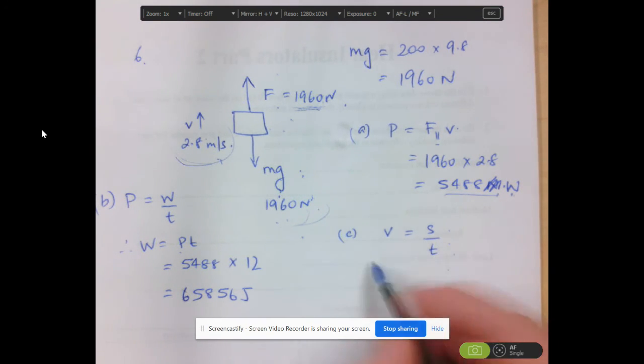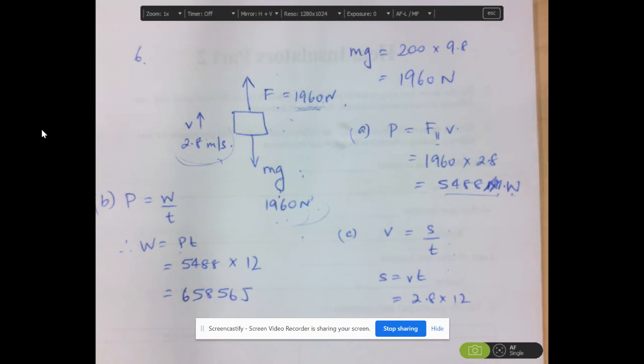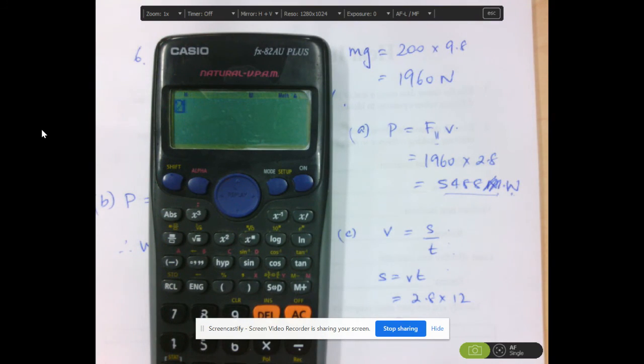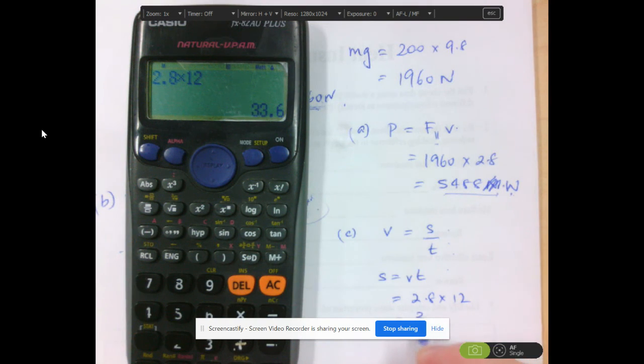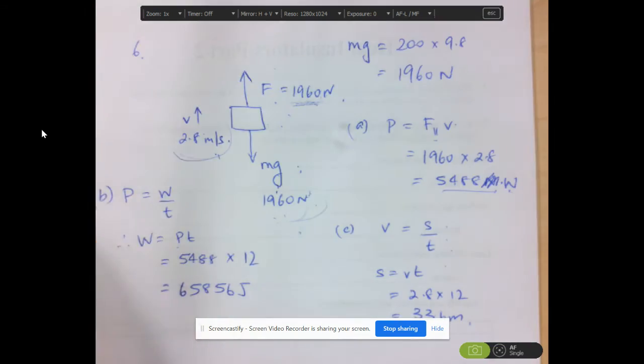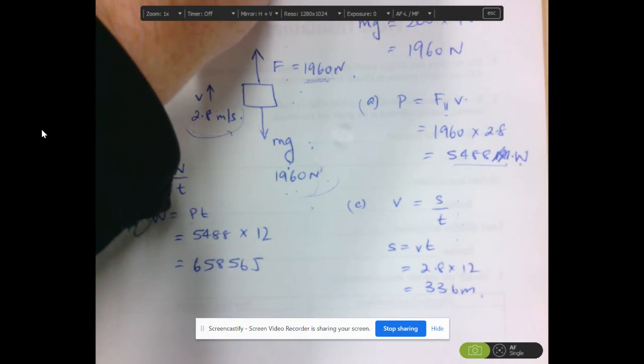So how far did it go? s equals vt, and so the velocity is 2.8 times 12, and that is 33.6 meters in the vertical.